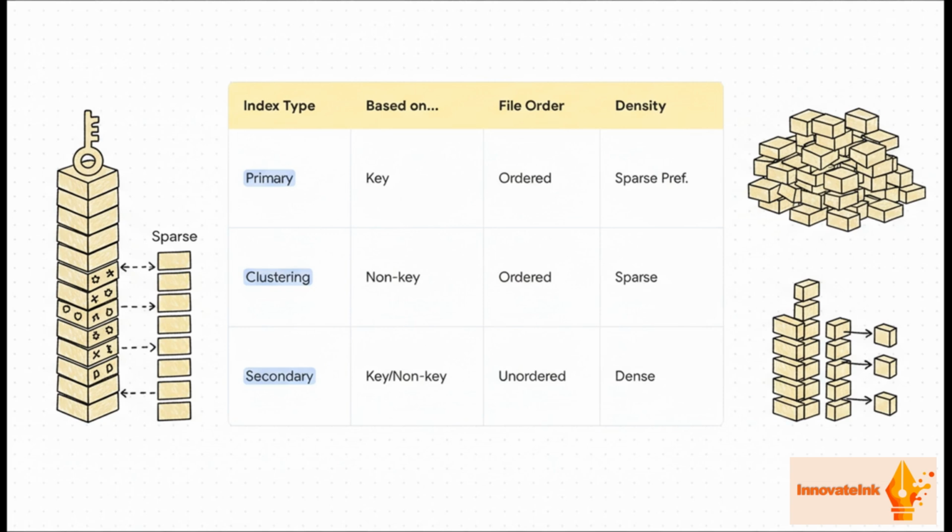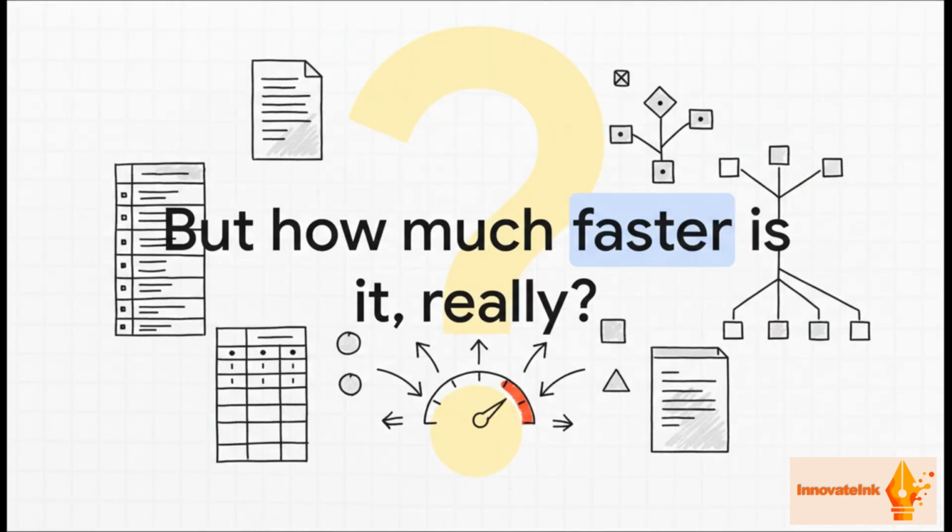But if your file is a total mess, completely unordered, you need what's called a secondary index. And this one has to be dense, meaning it needs an entry for every single record. So this all sounds great in theory, right? But what's the actual real-world impact?